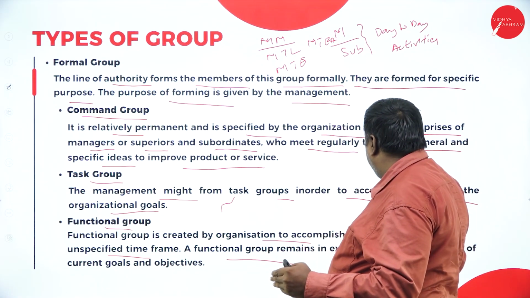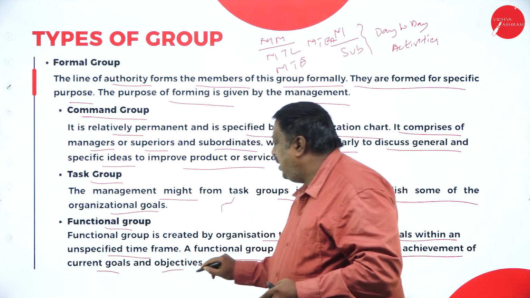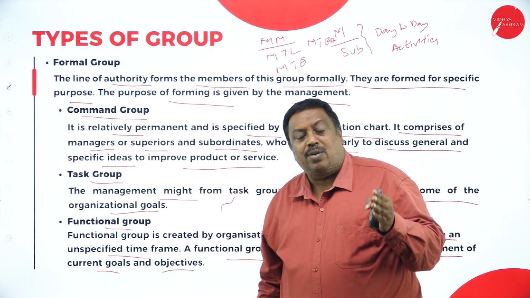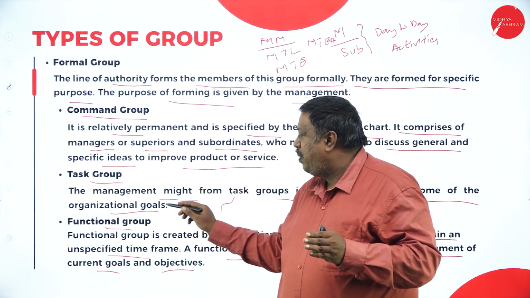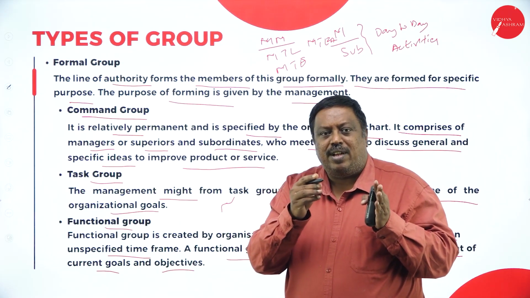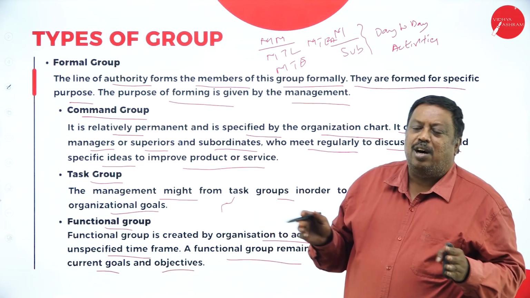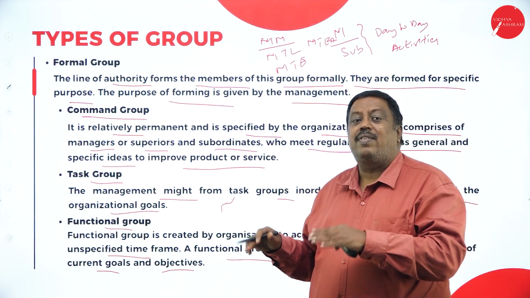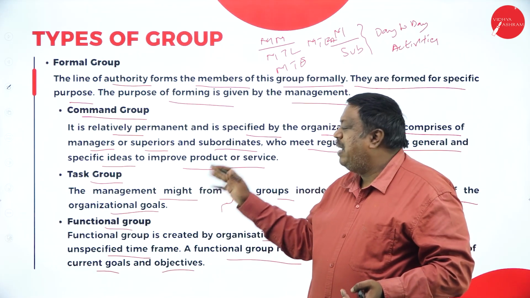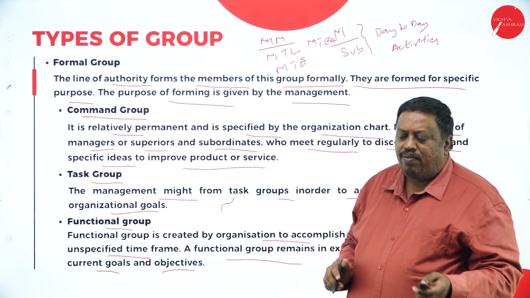A functional group remains in existence after achievement of current goals and objectives. Even after completion of one work, the group will remain in existence. But a task group is not like that. After completion of that particular task, the group will be deleted, or abolished, or what we can say, removed from the organization. Whenever it is required, the group will be created here. There's a difference that we have between the task and the functional group.